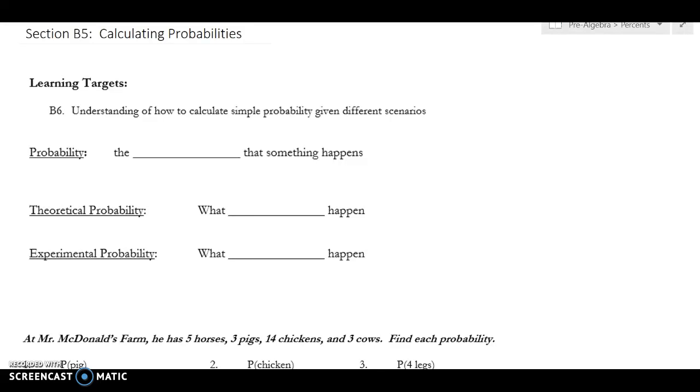All right, what we're talking about today is being able to calculate simple probabilities. Probability is just the chance that an event is going to happen. And for probability, it's what you want over total. So what are you wanting to find the probability of, out of total chances?